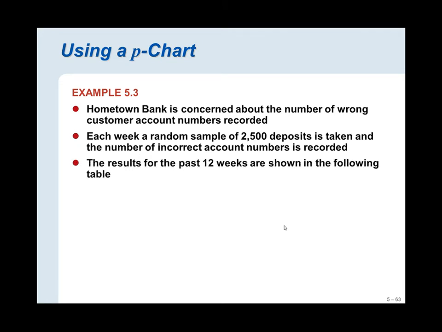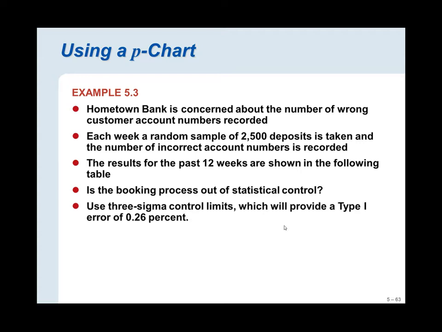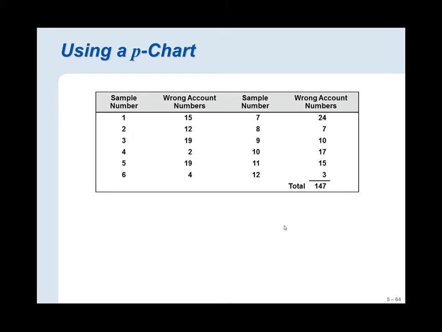Okay. This example shows you about Hometown Bank. Each week, a random sample of 2,500 deposits is taken. Okay, the following are the outcomes.